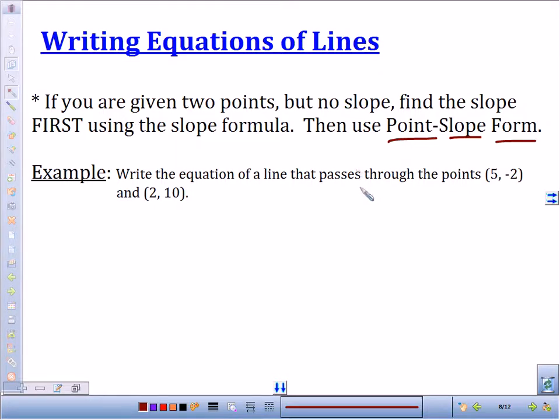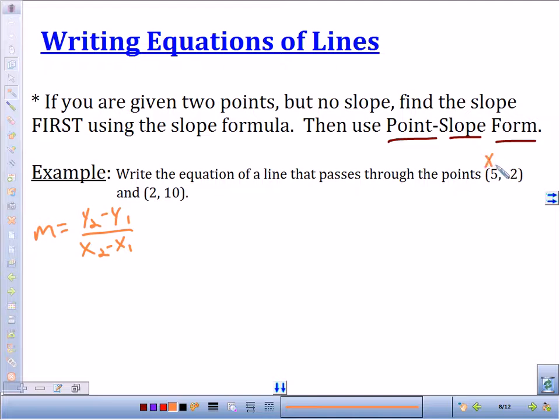Alright, that means that in this situation we want to write the equation of a line that passes through the points (5, negative 2) and (2, 10). The first thing I need to do is use the slope formula, which tells me that m equals y2 minus y1 over x2 minus x1. This is the formula that we learned in section 2.2.